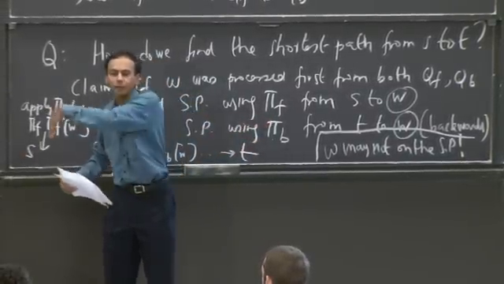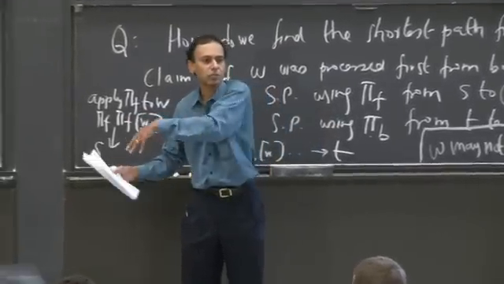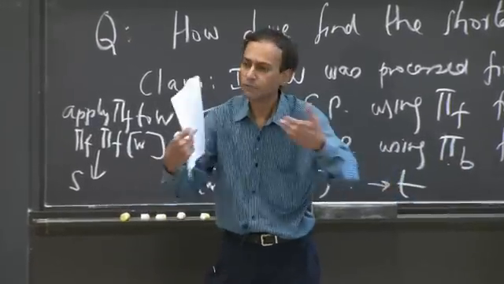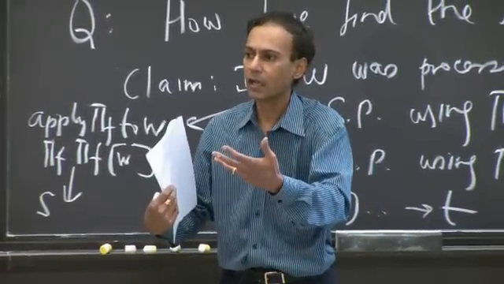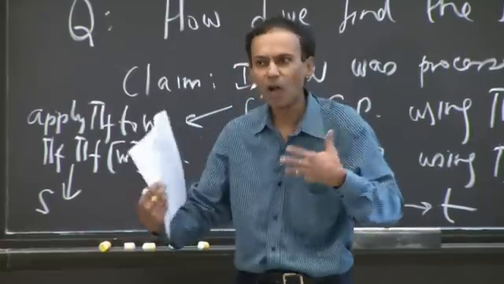So we can't use pi f all the way from S to T. We can't use pi b all the way from T to S. These frontiers have just barely collided, okay? So what happens if W is not on the shortest path? Why is that the case?